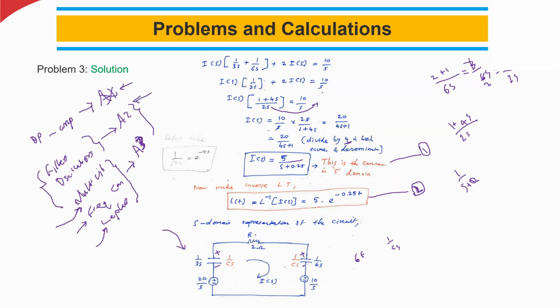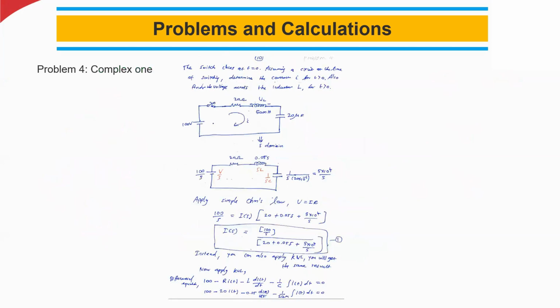On Laplace transforms, we have a few more problems. That is a complex problem. That is problem number 4. This is the circuit. So here the switch is closing at t equal to 0. This is the switch. Yes. And assuming a circuit at the time of switching, determine the current I for t greater than 0, and also find the voltage across the inductor. This is the capacitor and this is the inductor.